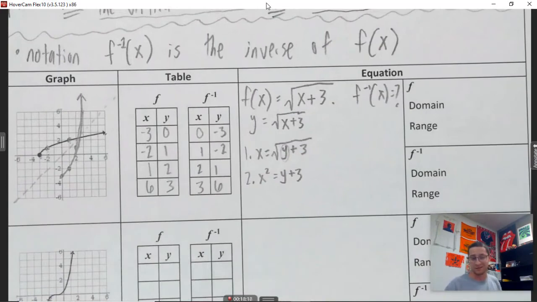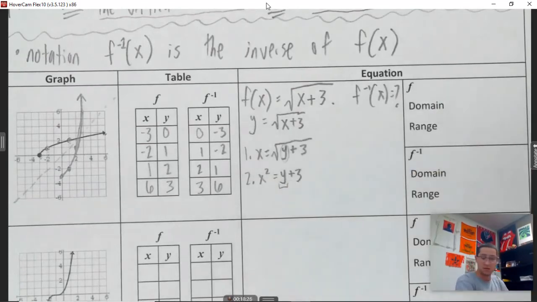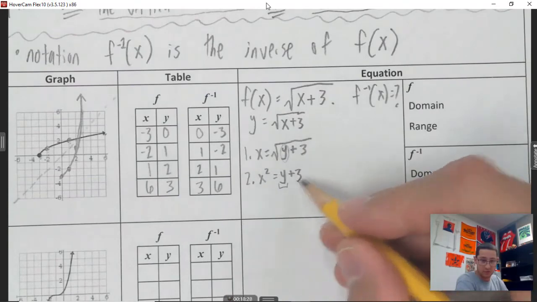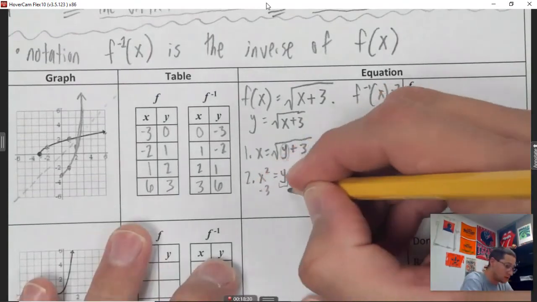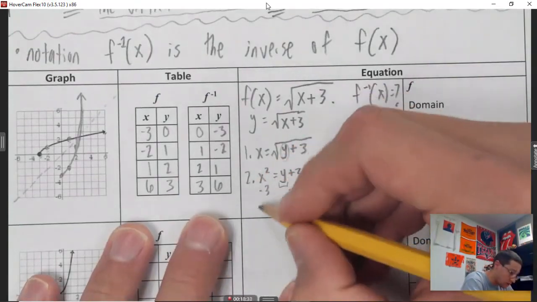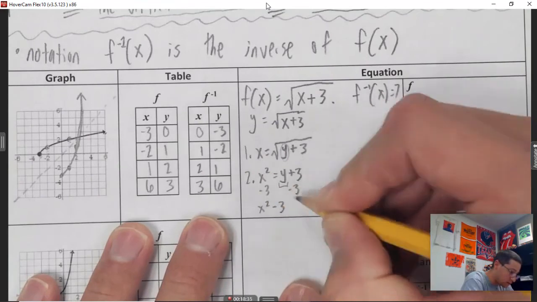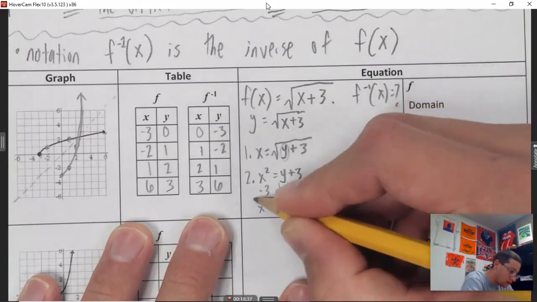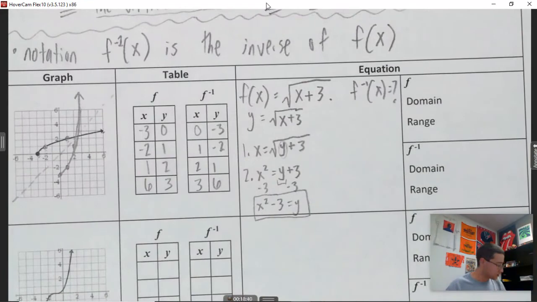That is honestly kind of the bulk of it, because once we get rid of that square root, it's relatively simple from here. The only thing we need to do, in order to get y by itself, is subtract 3 on both sides, so minus 3, minus 3. We end up with x squared minus 3 equals y, and that's my inverse.